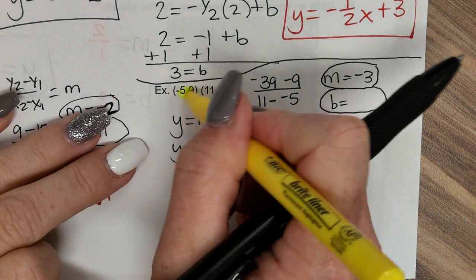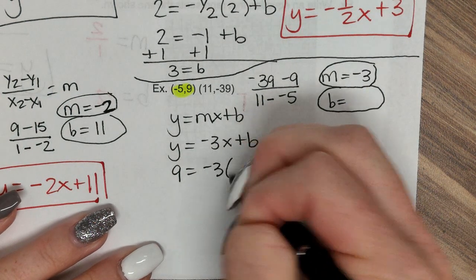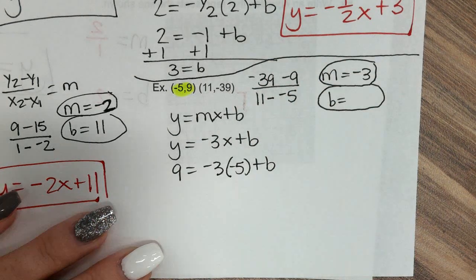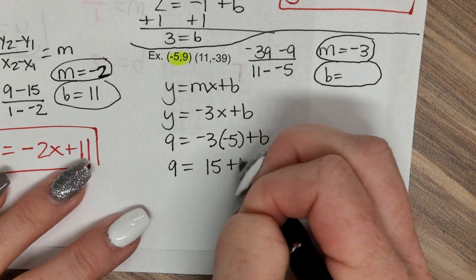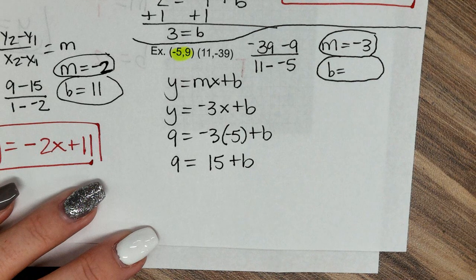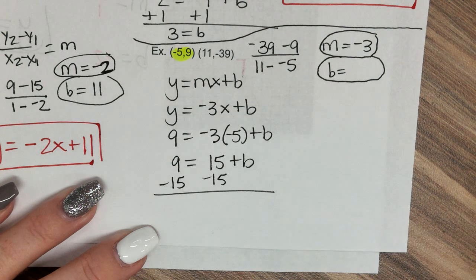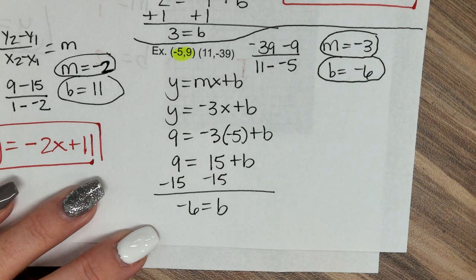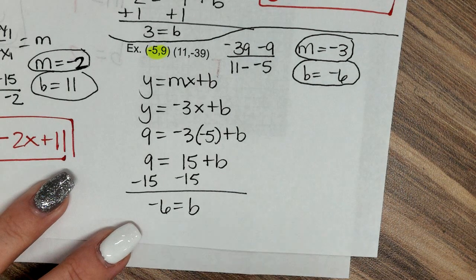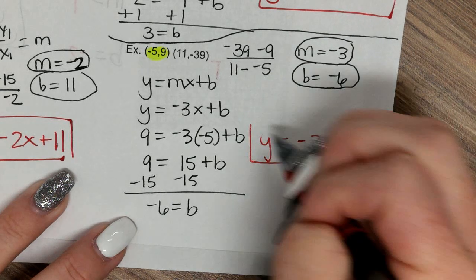Me too, just because they were smaller. So now I'm going to write 9 equals negative 3 times x, which is negative 5, plus b. So now I have 9 equals 15 plus b. How would I get rid of the 15? Minus 15. And 9 minus 15 is negative 6. So my b is negative 6. Now I can write my equation. Y equals negative 3x minus 6.